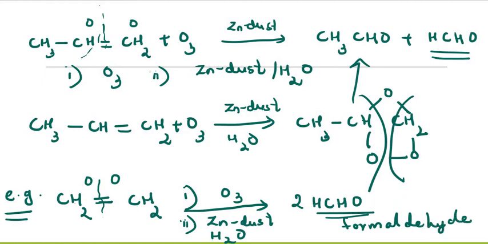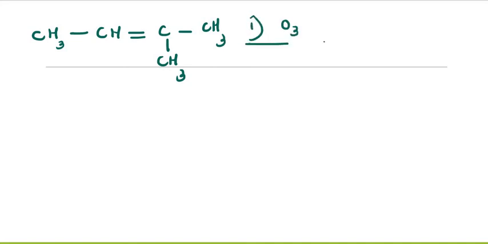Now let us take one more example, so it will be more clear. We are taking CH3CH=CHCH3, and what is given? It is given as O3 with zinc. So again, instead of writing the whole ozonolysis, what is the simple way, or we can say the trick? We have to put two oxygens here. So what will be our product?